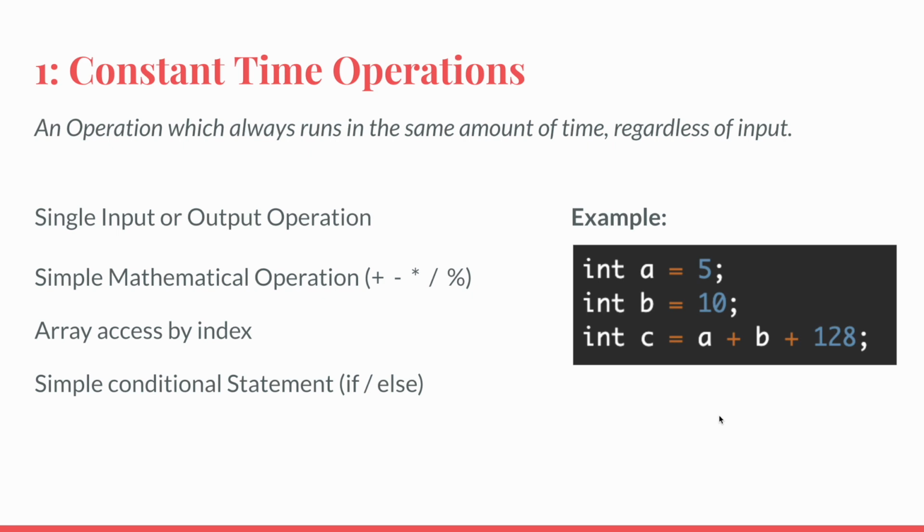First, let's look at a quick example. In this code, we see there are three integers a, b, c, and at the end they are getting added up. Since addition is a simple mathematical operation, the time complexity of this code is O of 1, meaning constant time.